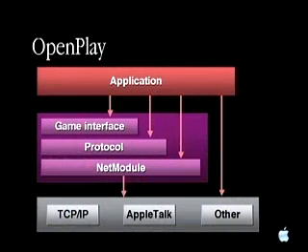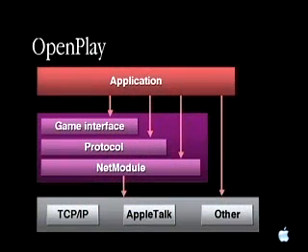Your application can talk to any one of the three APIs within OpenPlay. It can also talk directly to any of the OS networking APIs as you feel needed. Inside of OpenPlay, the game interface talks to the protocol interface, and that talks to the net module interface that is selected for whichever game you're running, and it will talk directly to the networking API in the OS.